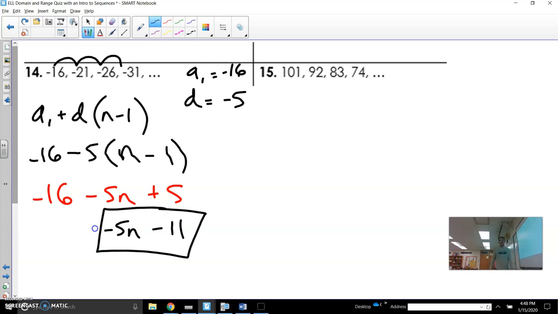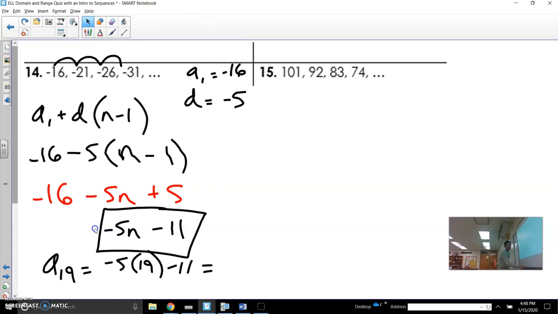So now if I want to plug in 19, that's going to take me into the future for the 19th term. So let's find a sub 19 by doing negative 5 multiplied by 19 minus 11.